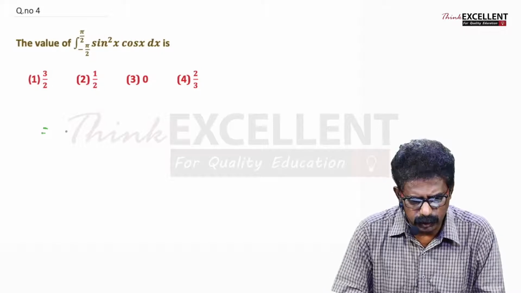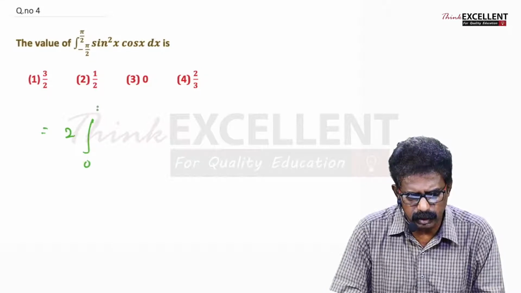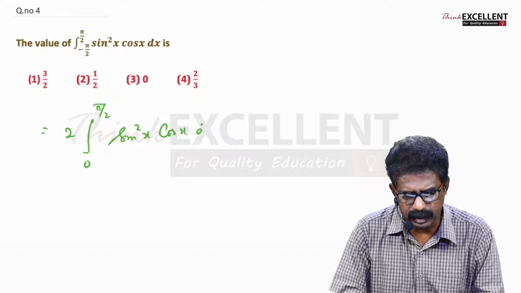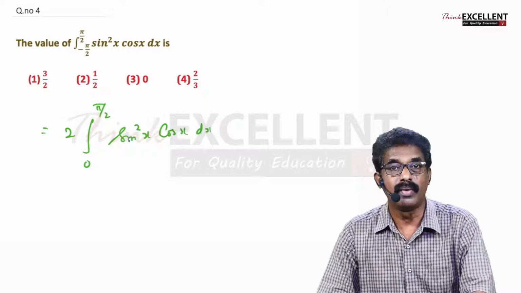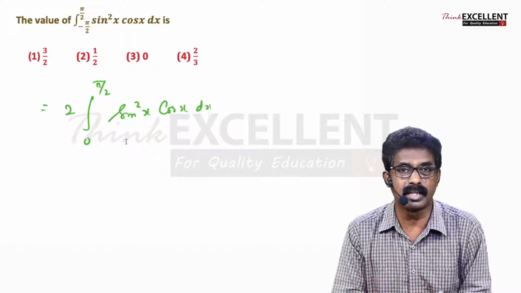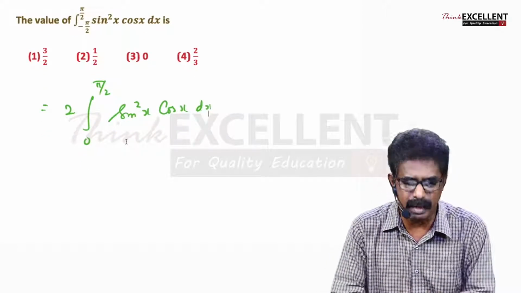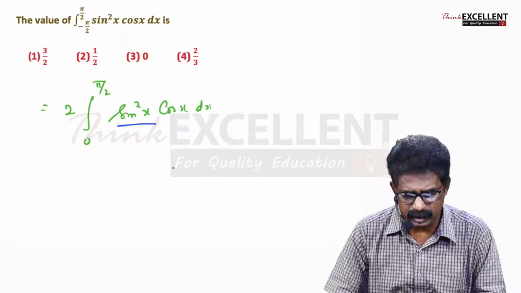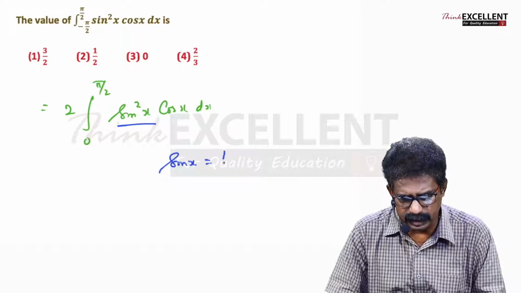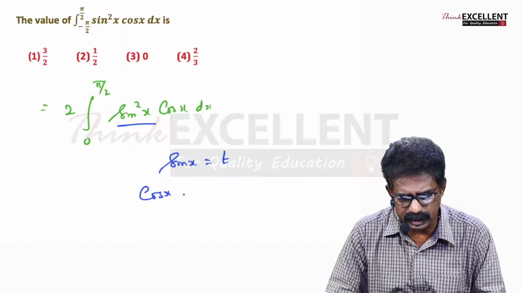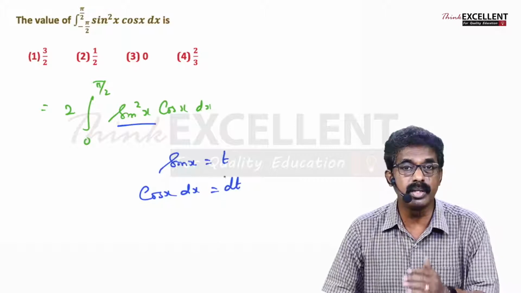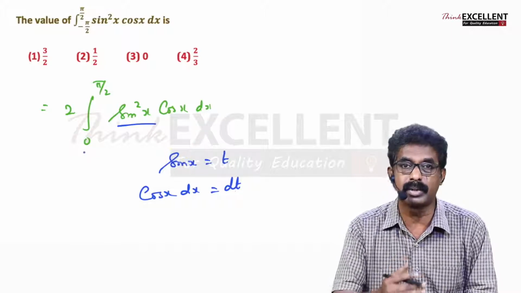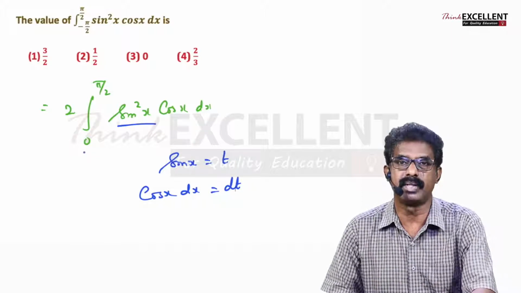You can write it as 2 into the integral from 0 to pi by 2 of sine square x into cos x dx. Now how can you integrate this? We have to use substitution because sine and cos are there. Sine's derivative is cos, cos's derivative is minus sine, right? Here sine square is there. Take that as t, so it becomes t square, right? So you take sine x equal to t. So the derivative of sine x, cos x dx, is equal to dt. Whenever you use substitution, you have to change the limit also. Here what limit is given? 0 to pi by 2. That is the limit of x. But we are converting into t, right?